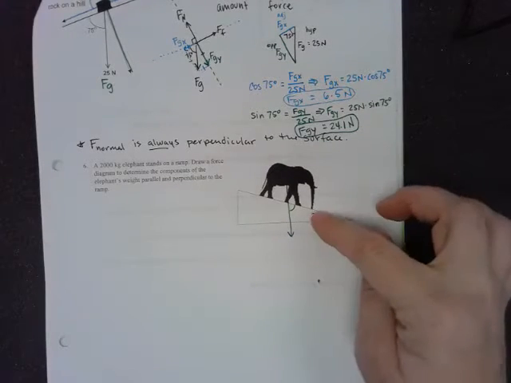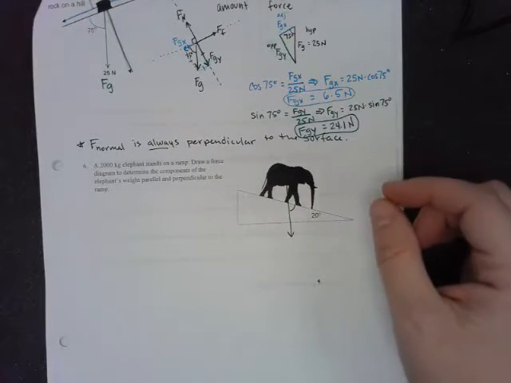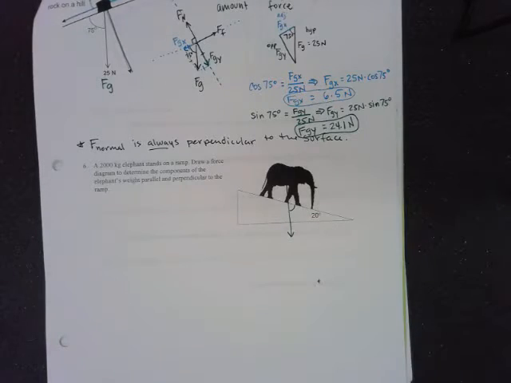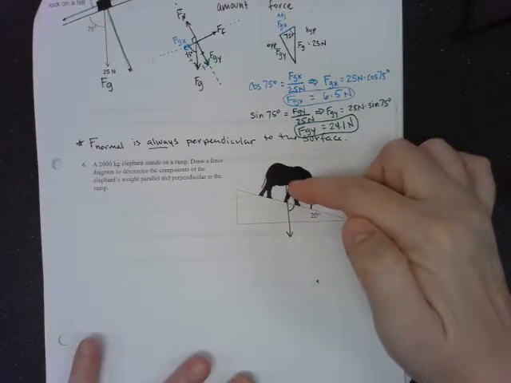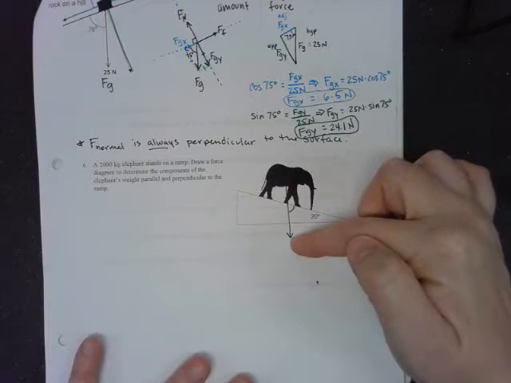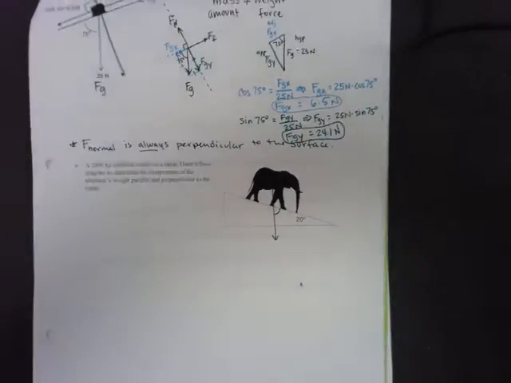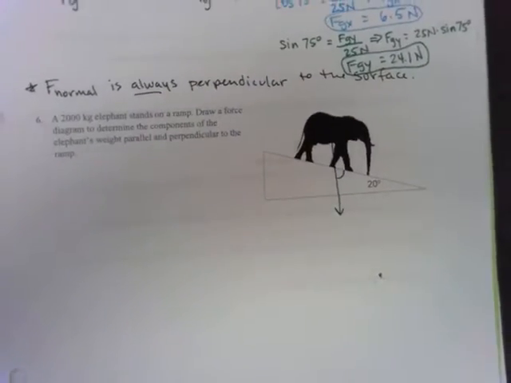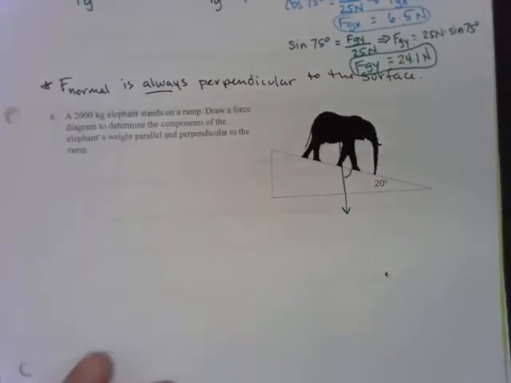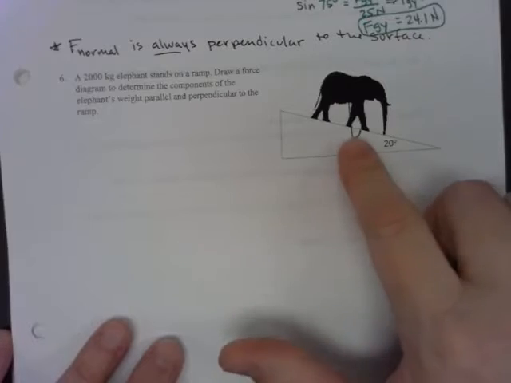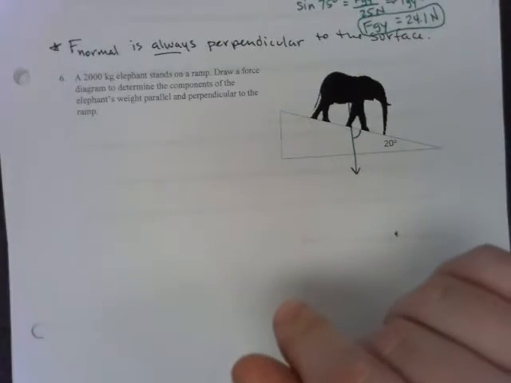Okay, so our elephant, did you guys try the elephant yesterday? You tried him already? All right, so we know that we've got gravity pointing downward, and then our elephant is going to have normal force that's perpendicular to the ramp, because we always have normal force perpendicular to the surface. And then there's some friction that's keeping him from sliding down.